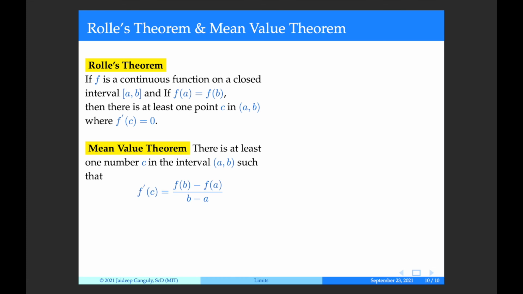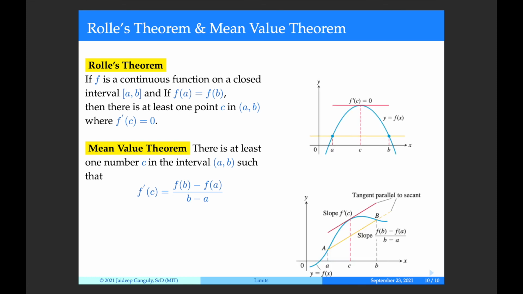The mean value theorem states that for a continuous function, there must be a point c between a and b where the derivative, that is the slope, is the same as the slope from point a to point b. Both these theorems are pretty intuitive when we look at the graphs.